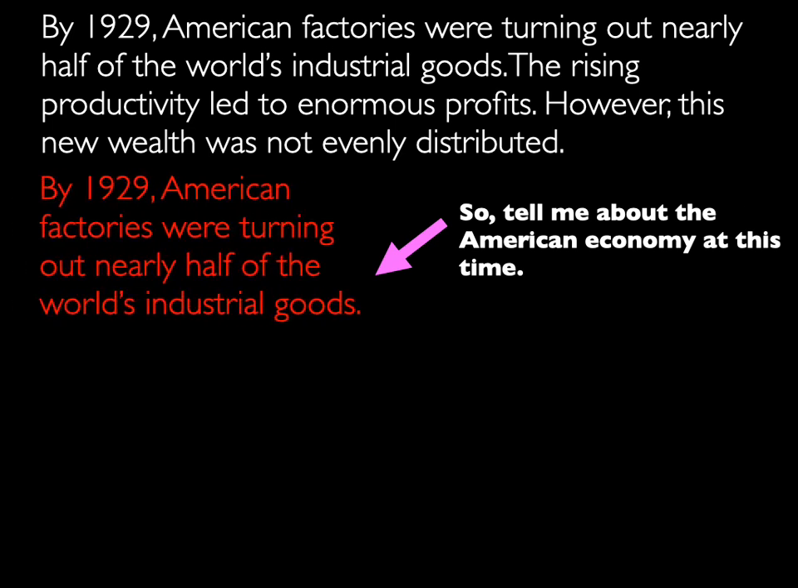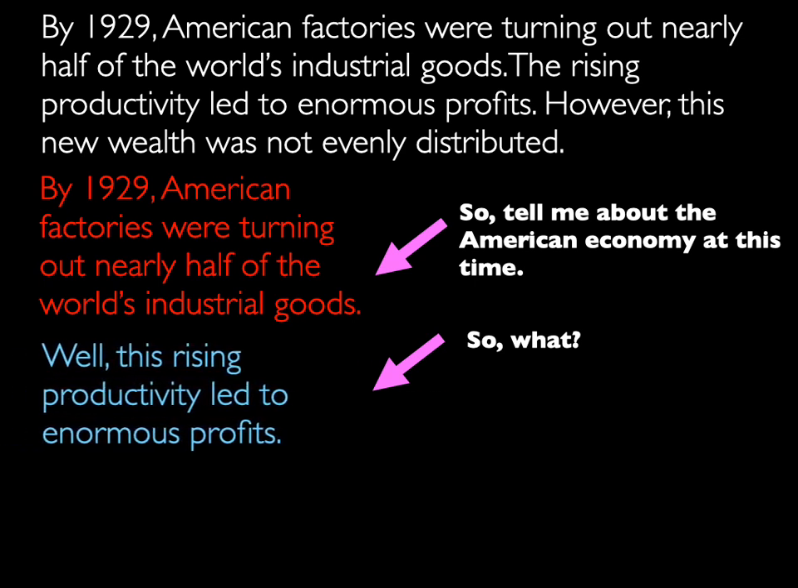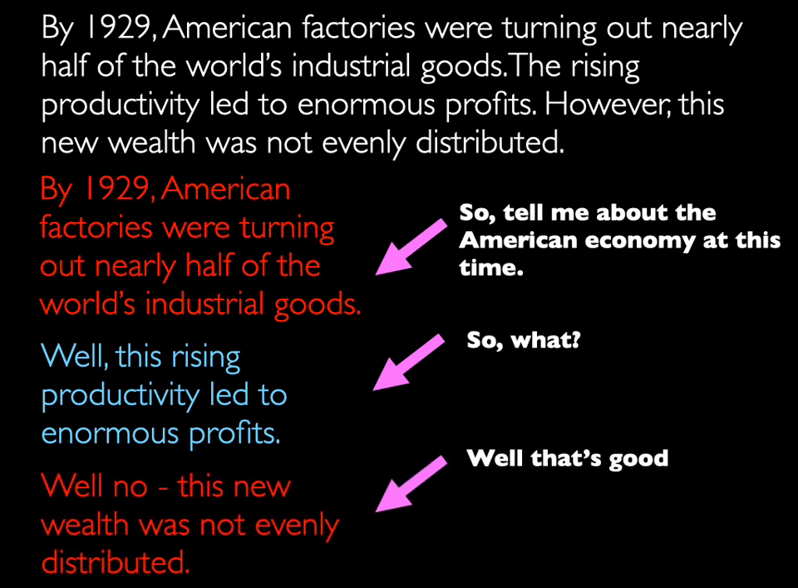Well, by 1929, American factories were turning out nearly half of the world's industrial goods. So what? Yeah, so what's the implication of that? Well, this rising productivity led to enormous profits. Well, that's good. Well, no, actually, this new wealth was not evenly distributed. So that was a negative part. So you can see, I hope, that just these three little prompts turn it into a dialogue. The same text turned into a dialogue.